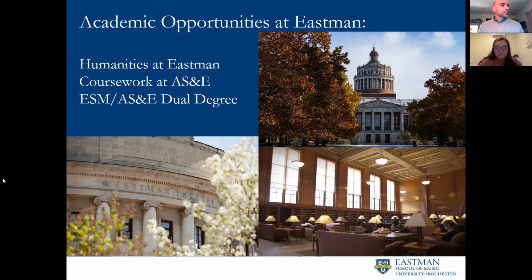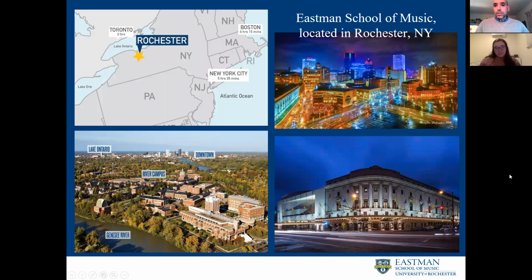But to get us started, I'm going to just do some general background information that everybody should know about the Eastman School of Music before we dive into some of the specifics of the academic opportunities. Eastman is located in Rochester, New York, in Western New York State. And as you see there on the map up on the left, we're a bit closer to Toronto than we are to New York City. And just around Lake Ontario, you're about 3 hours from Toronto.